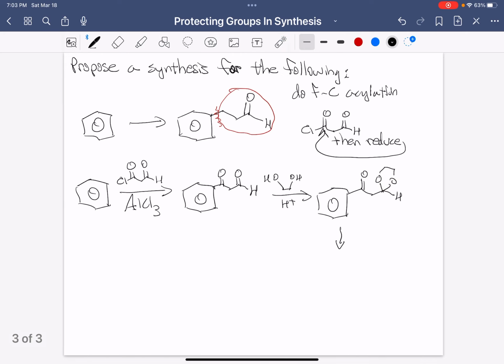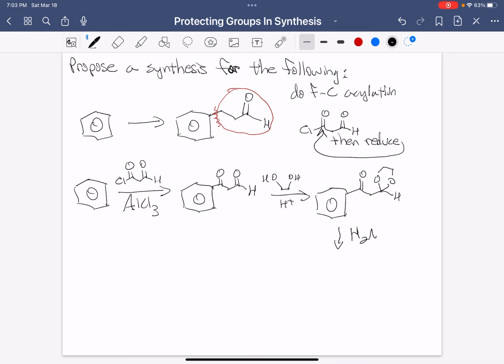So instead, we'll use H2NNH2 and KOH. So that is our Wolff-Kishner. And I think in a future video I'll show you a bit of the Wolff-Kishner mechanism. Because it's in base and our acetal is resistant to base hydrolysis, we only reduce at the ketone carbon there and not at the one that is now the acetal.